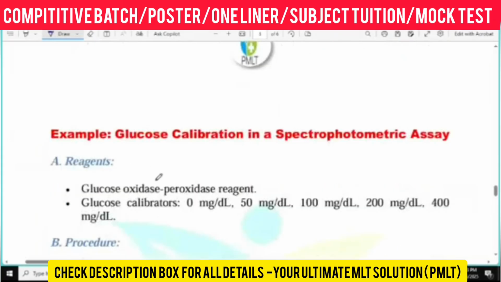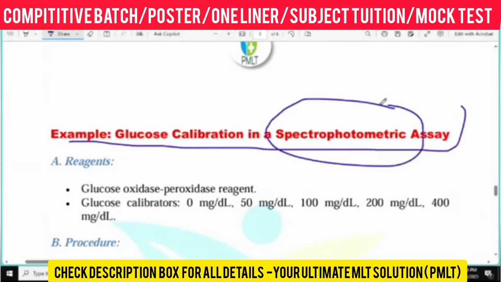Now we are just taking one example. Glucose we have to test in spectrophotometry. I have already told you that we have to run the calibration in various procedures. That might be enzymatic, that might be immunoassay, that might be spectrophotometric, right? So that's it. First of all, what will you do?